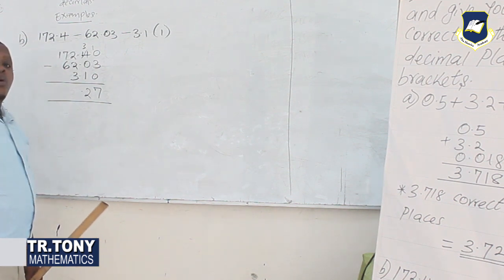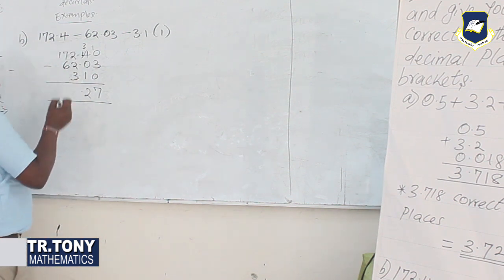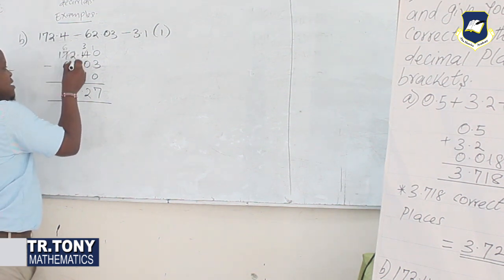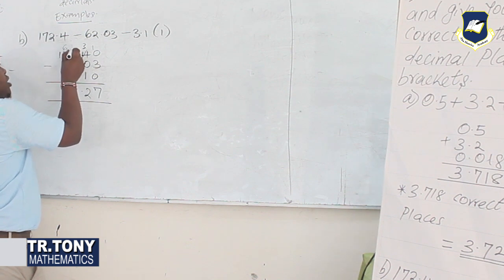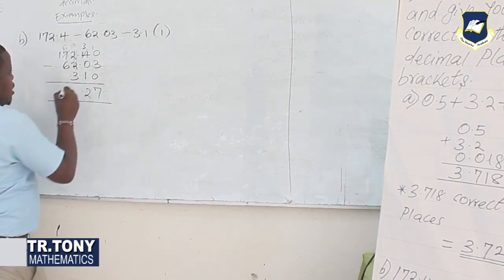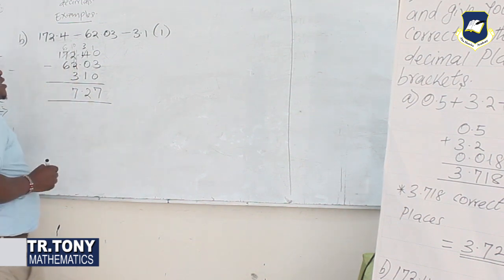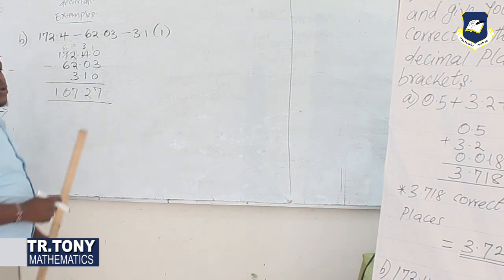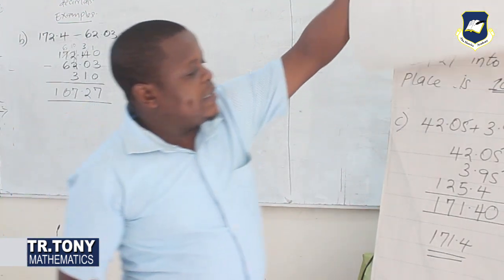A 0 will not be able to subtract our 3. So what do? We just borrow from this, becomes 16. Then that 0 that we are going to get in this part will change into 10. Then now 10 will subtract 3 to give you 7. Here you remain with 6. 6 subtract 6 gives you 0, then 1. So your answer becomes 107.27.